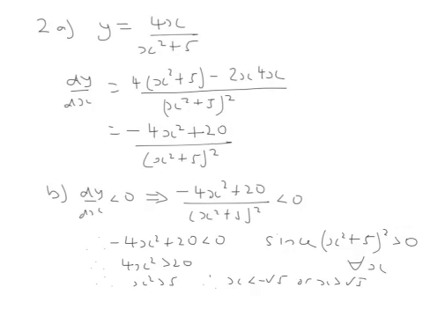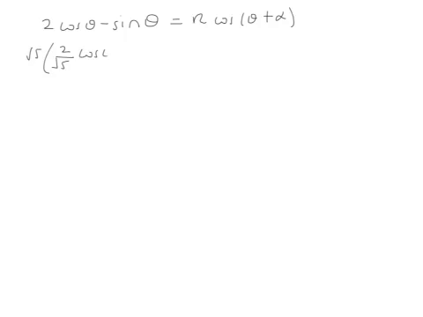For question 3, we've got to write 2 cos theta minus sine theta in the form r cos theta plus alpha. So let's think of a magic number. 2 squared plus 1 squared is 5, so let's have root 5, 2 over root 5 cos theta minus 1 over root 5 sine theta. And this has to be equivalent to r and then cos theta cos alpha minus sine theta sine alpha.